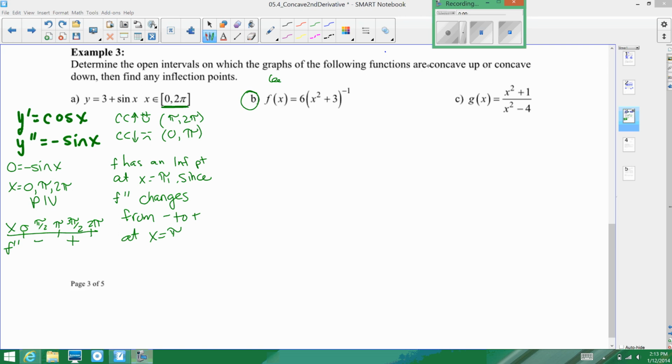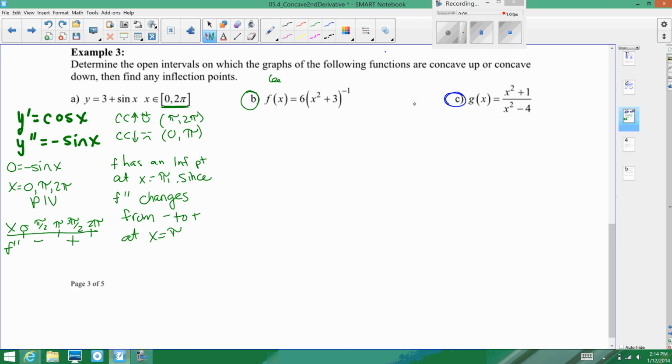Okay, so continuing with 5.4, I will recommend you use a really sharp pencil or another piece of paper or just write really small for this example. All right, I'm going to do part C. So we're going to have to analyze the second derivative. So let's find the first derivative so we can keep going.